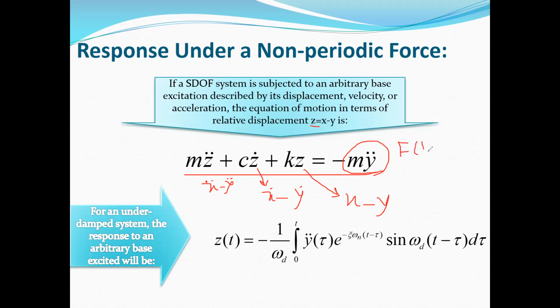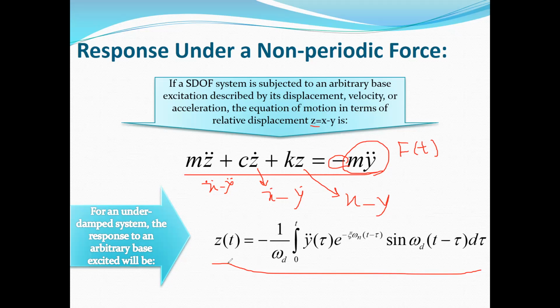So in your equation for the convolution integral, you can substitute for f(t) with m times y double dot. Of course, we have one negative as well, and you can simplify and obtain z(t), the response of your system. And then when you want to obtain x(t), you know that x(t) is equal to z plus y. Once you obtain z(t), and definitely we have y(t), because y is the base excitation, x(t) is equal to z(t) plus y(t).